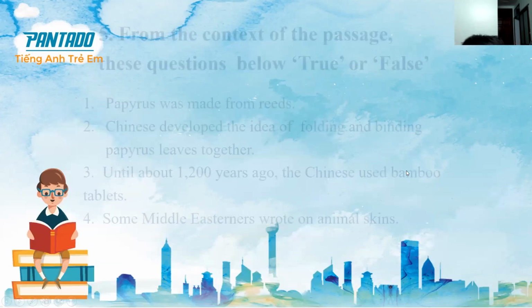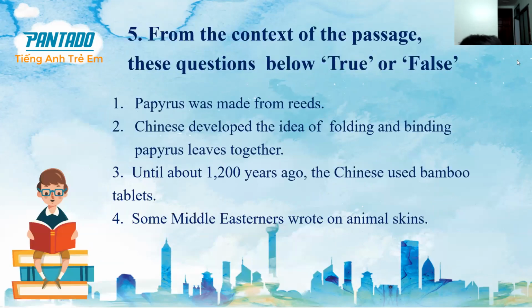Okay, now from the context of the passage, these questions below, is it true or false? Papyrus was made from reeds. Chinese developed an idea of folding and binding papyrus leaves together. Until about 1,200 years ago, the Chinese used bamboo tablets, and then some Middle Easterners wrote on animal skin. Number one, is it true or false?